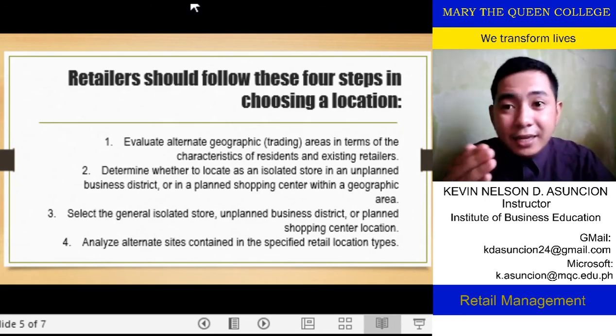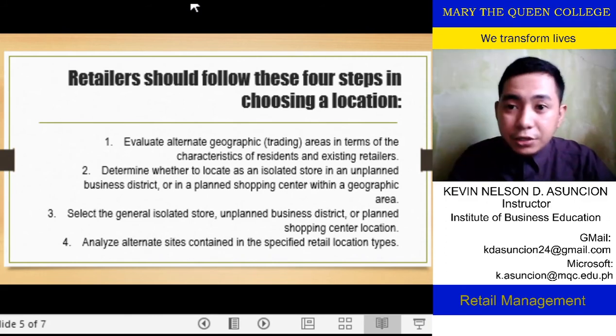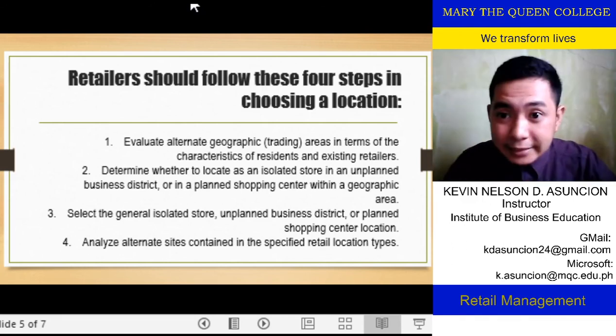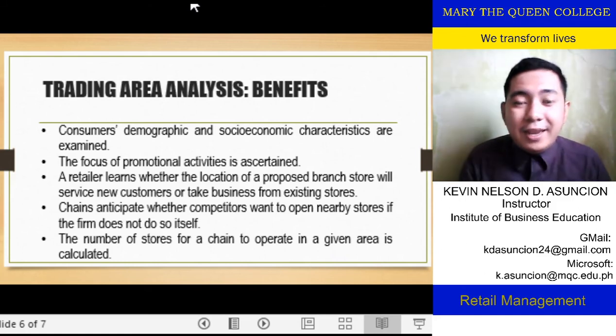Okay? So, laging nakadepende yan. In marketing, we might always answer depende. Because at the very least, everything has opportunities. Okay? So, what are the benefits of the trading area analysis?